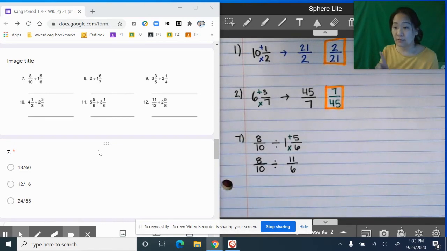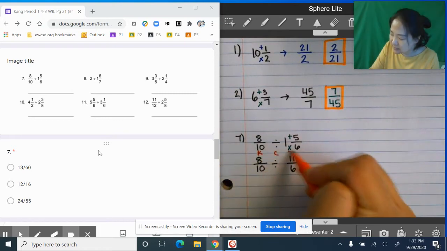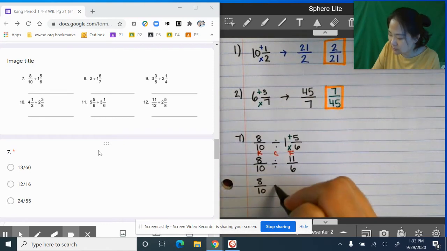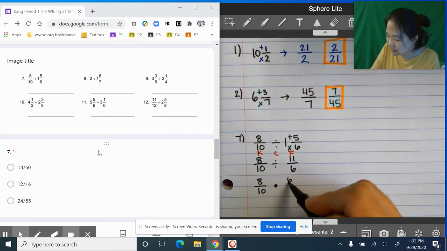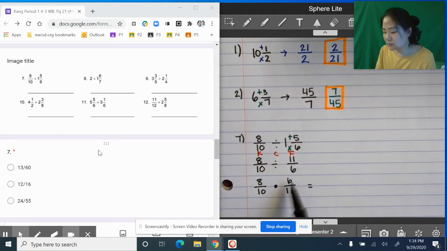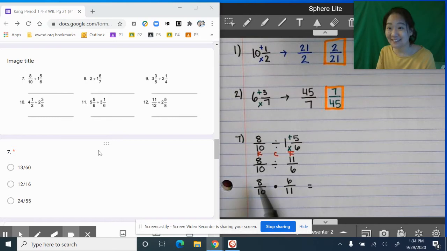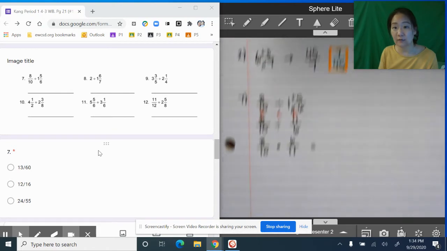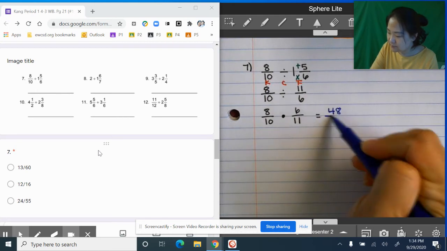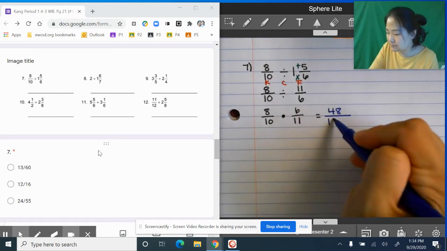Now that both of the numbers are regular or improper fractions, I am going to write KCF on top. And now I'm going to do KCF. So keep the first fraction, change the division to multiplication, and flip the second fraction. You can cross-cancel 10 and 6 by 2, which would give you 3 here and 5 here, then multiply across. But for the video, I am just going to multiply across. So 8 times 6 is 48. 10 times 11 is 110.